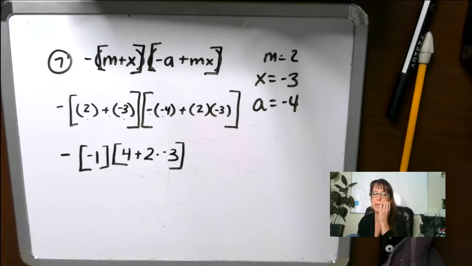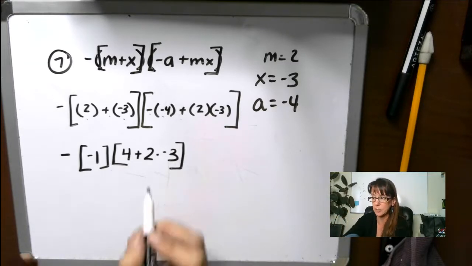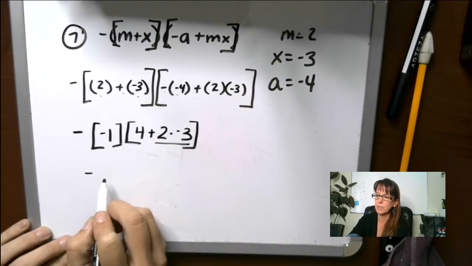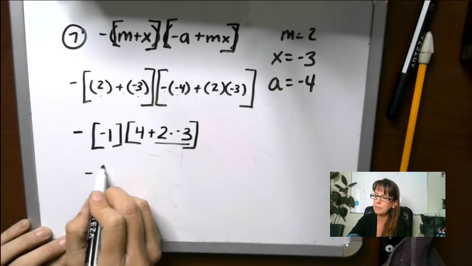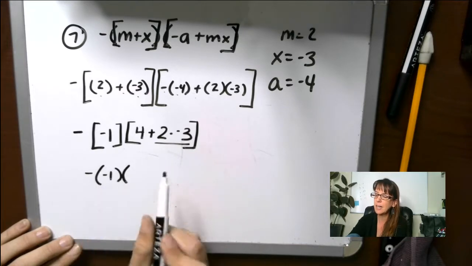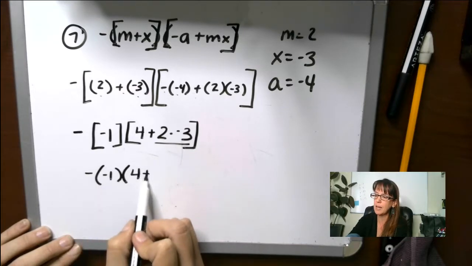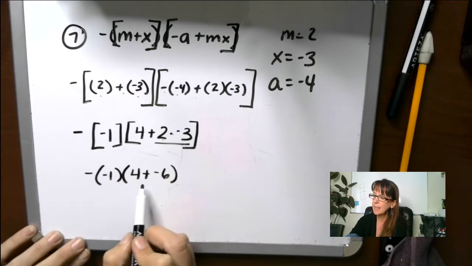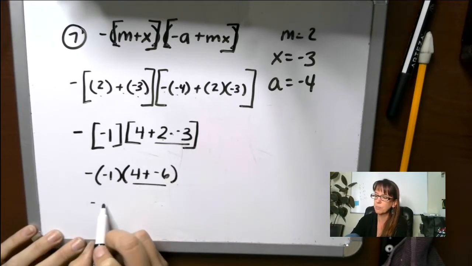2 times -3. Now, we could have just done 2 times -3. So let me back up. We want to do the stuff that's in the parentheses first. Within those parentheses, you still want to follow the order of operations. So we want to do our multiplication first, which is this guy right here. So I'm going to rewrite this, and this time I'm going to use some parentheses. -1 times 4 plus 2 times -3 is -6, just like that. This guy right here, so we're going to bring everything else down.